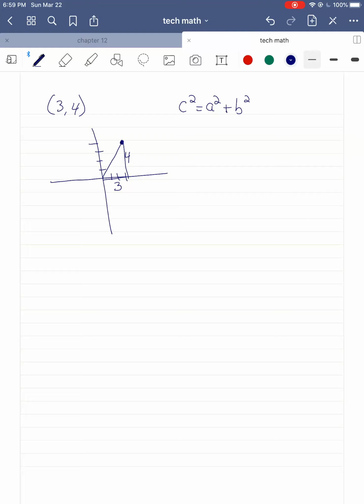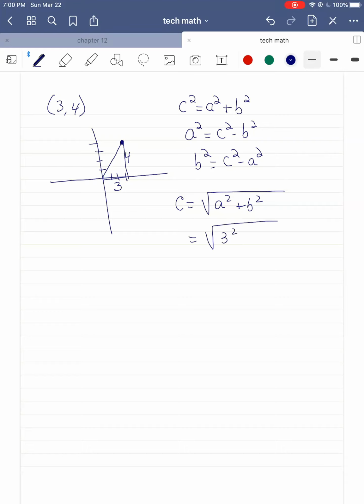c squared is equal to a squared plus b squared. If I rework this, I can say a squared is equal to c squared minus b squared, or I can say b squared is equal to c squared minus a squared. But I'm going to be looking for the hypotenuse. So c is going to be equal to the square root of a squared plus b squared. So I go 3 squared plus 4 squared. That's going to be the square root of 9 plus 16, which is the square root of 25, which is 5. So my hypotenuse length is 5.